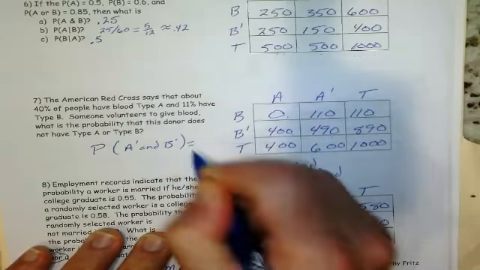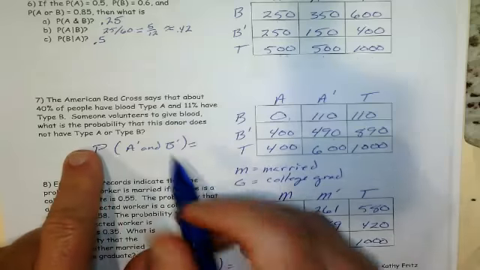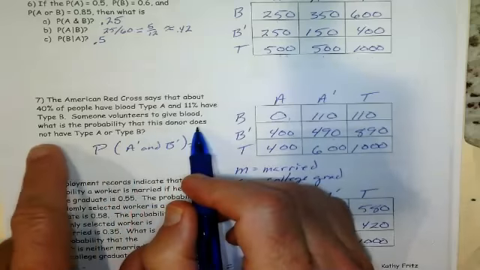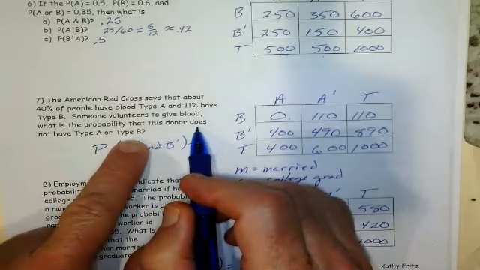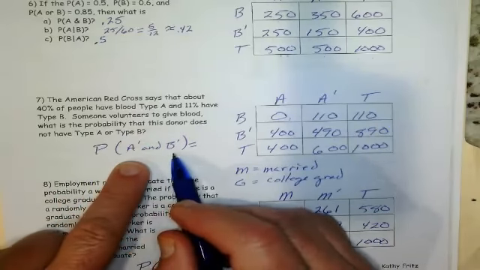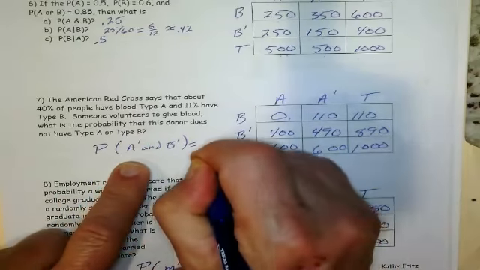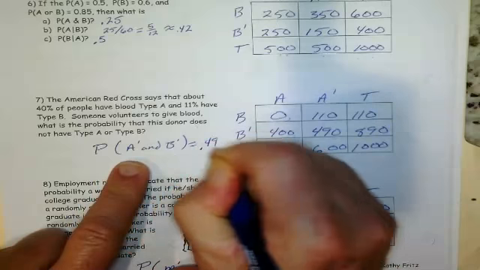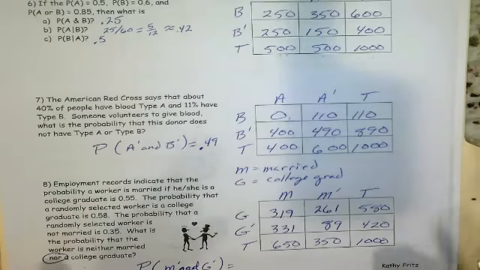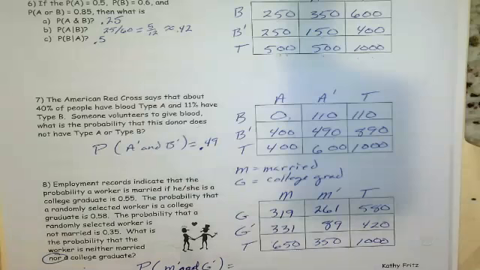That's important to us because that's what the question asks. What's the probability that this donor does not have type A or type B? So we want A prime and B prime. A prime, B prime, it's 0.49. 49% of the population don't have either one of those two blood types. I figured it'd be higher than that, but who am I? Okay, and here we are on the last one.